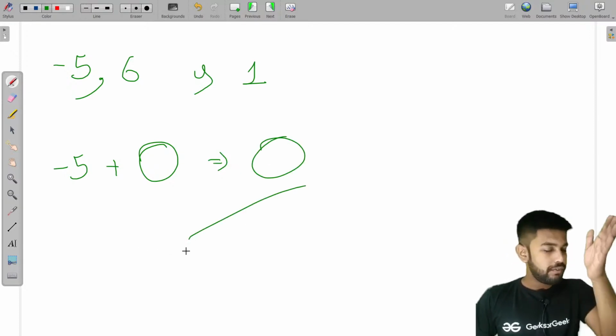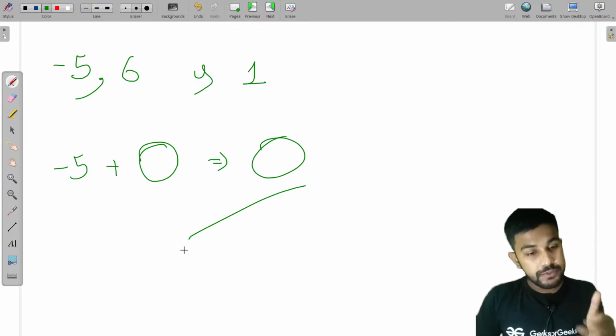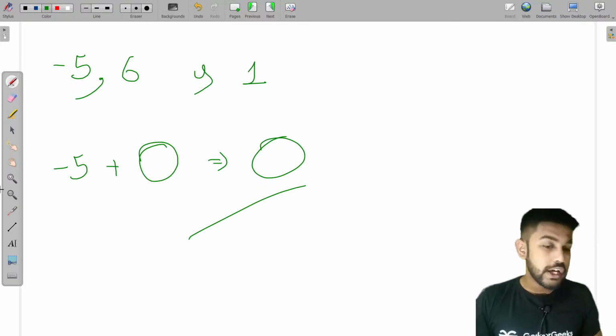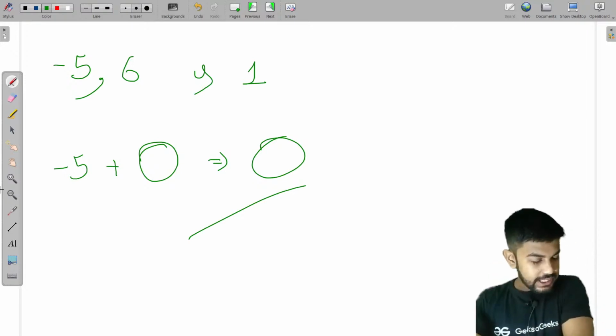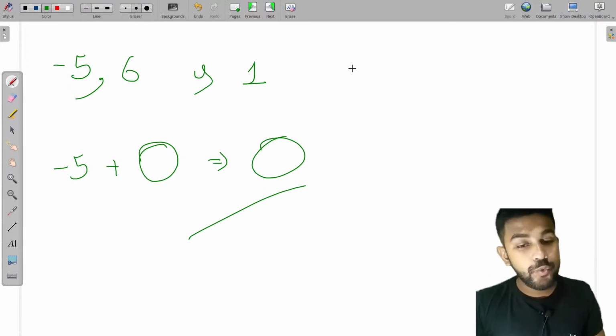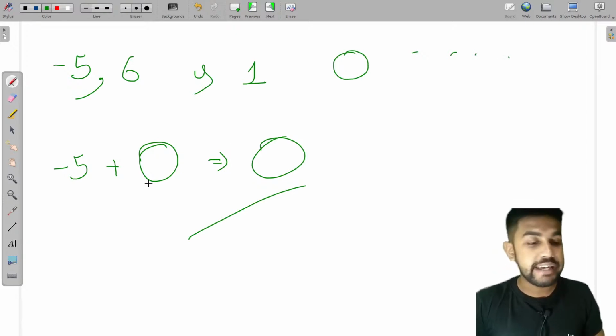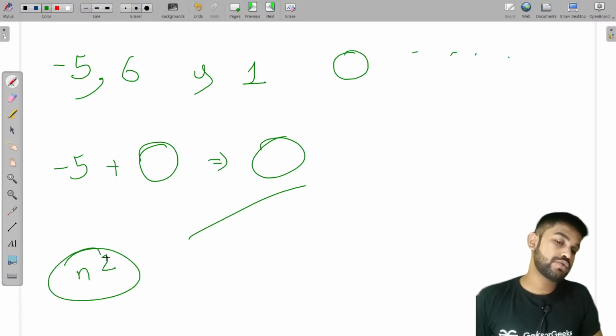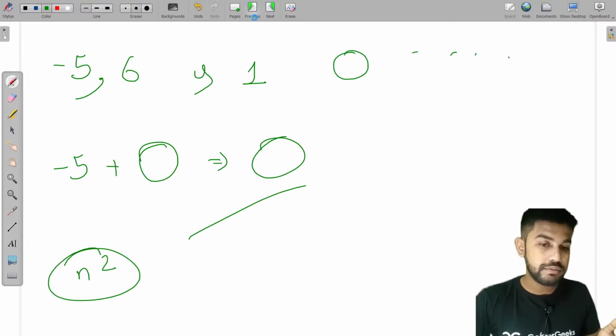Because we found a point and all the rest of the points would also be our answer. So we don't need to consider all the points every time. Why? Because if we start considering all the points every time, that would give us an n-square approach. We would be standing at a particular position.